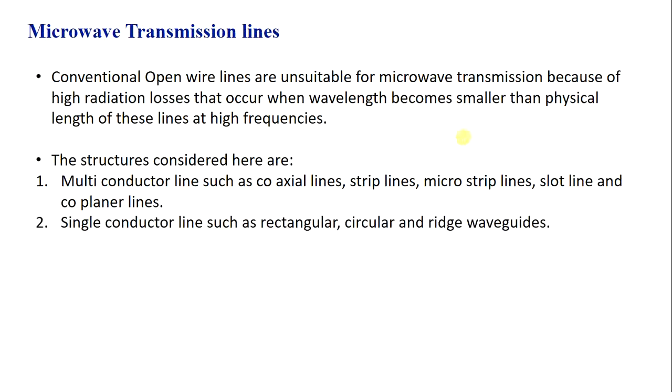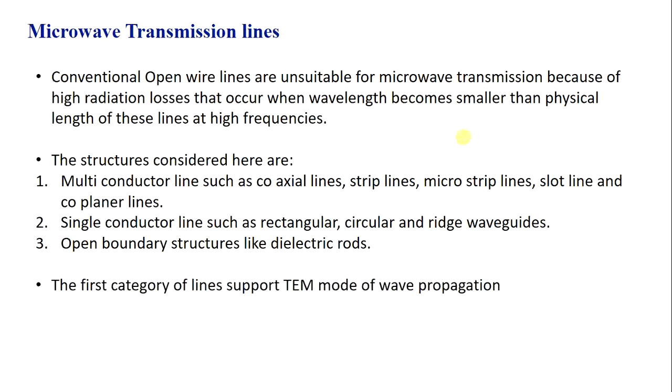The second structure considered is single conductor lines such as rectangular, circular or ridged waveguides. And the third structure considered for microwave transmission is open boundary structures like the dielectric rods. The first category of lines, that is coaxial line, strip line, microstrip line, slot line and coplanar lines, support the transverse electromagnetic mode of wave propagation.